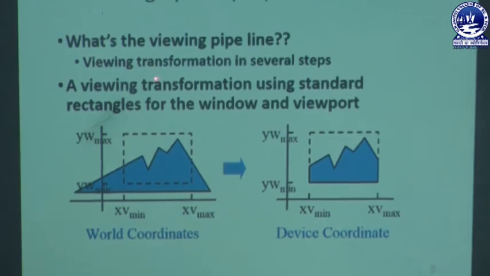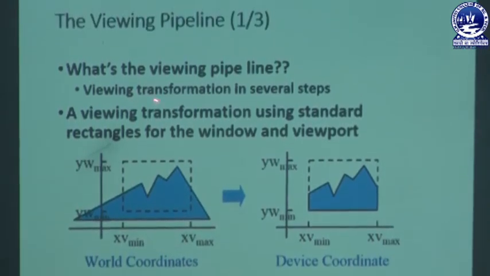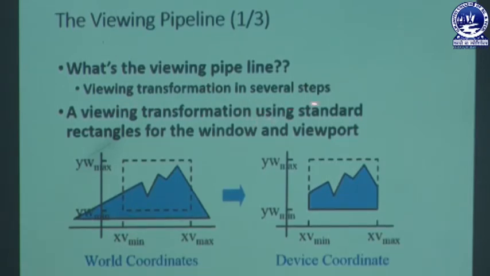That means here we have to define the viewing transformation in several steps. That means a viewing transformation using standard rectangles for the window and viewport. Initially, whenever we design the window coordinate elements, the image elements may not fit the device elements, but initially they are created by converting model coordinates to master coordinate systems.